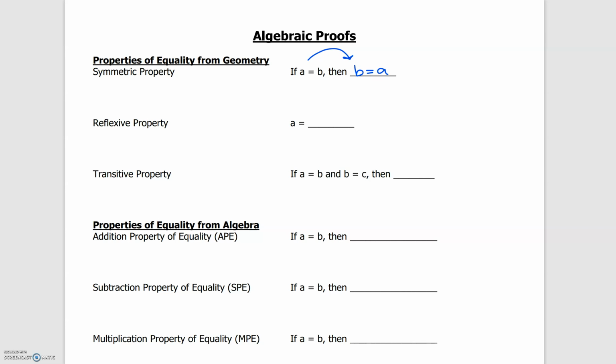The reflexive property, I want you to think of the word reflection like in the mirror. You see exactly the same thing in the mirror. Whatever is there, you see on the other side. So it's the exact same thing. A lot of times people get these two mixed up, so make sure that you are taking note of the difference between symmetric and reflexive.